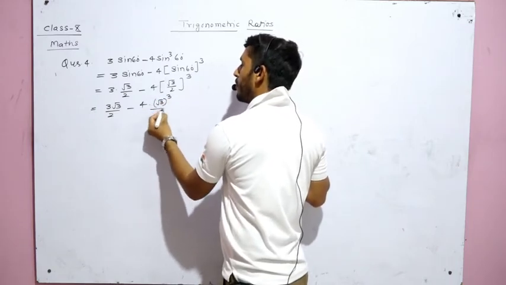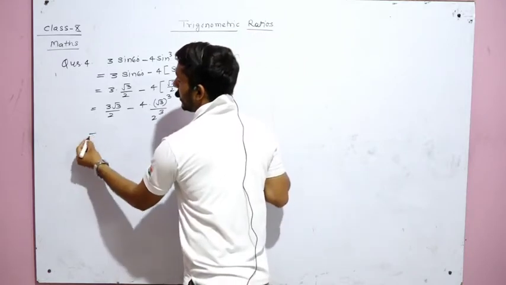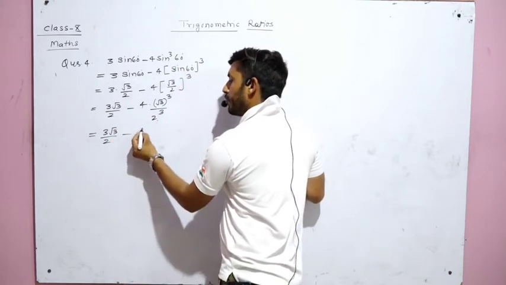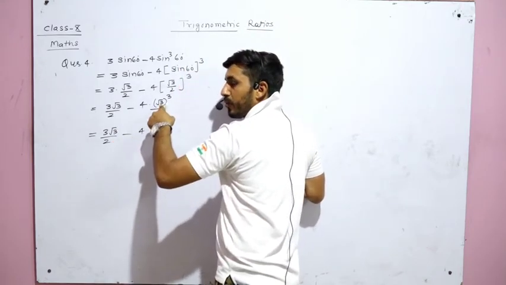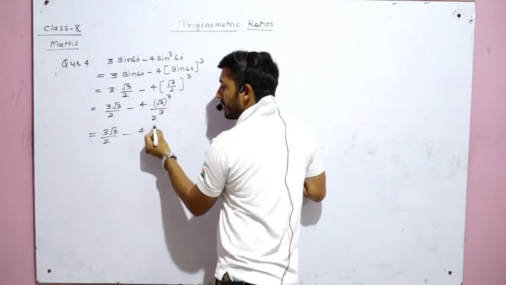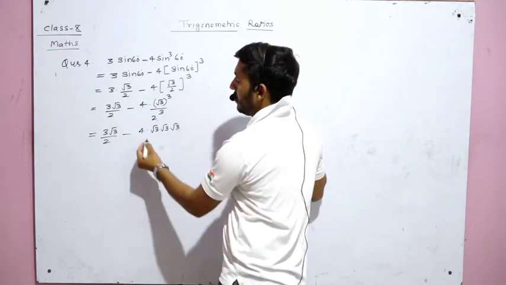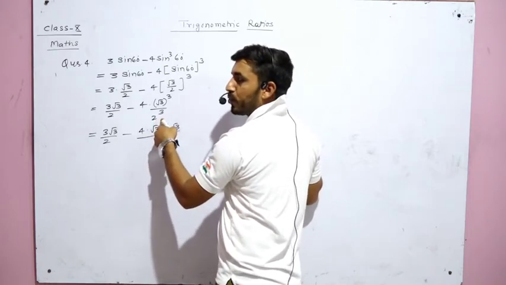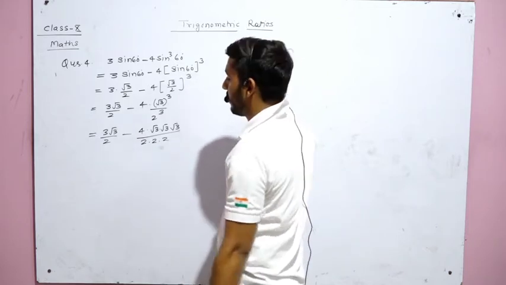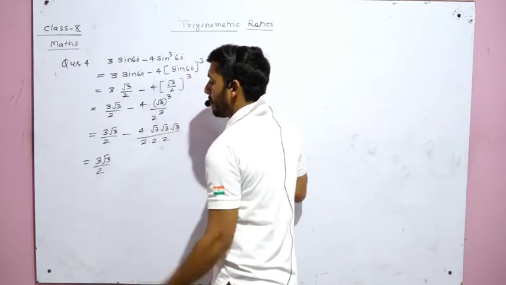Root 3's cube upon the cube of 2, that can be written as 2 to the power 3. Then in the next term we can write minus 4. What is the value of root 3's cube? The power of root 3 is 3, that's why we can write root 3 dot root 3 dot root 3. Clear? And the value of 2 to the power 3, that we can write as 2 three times.